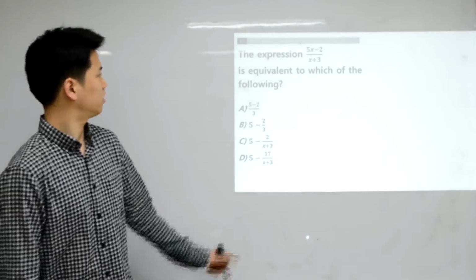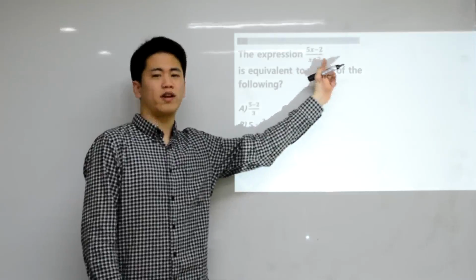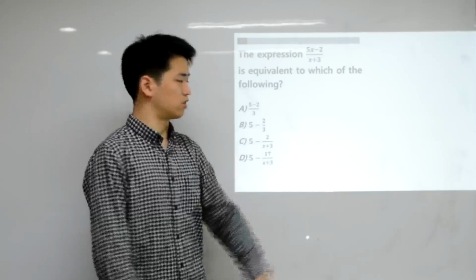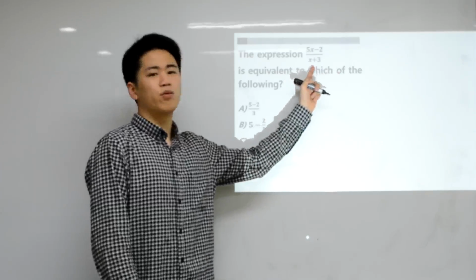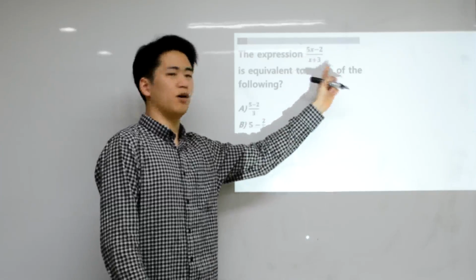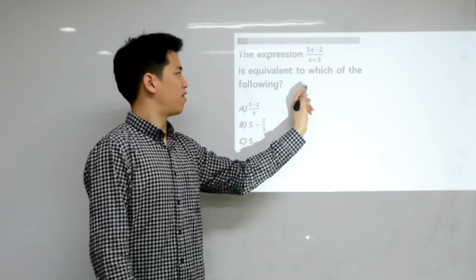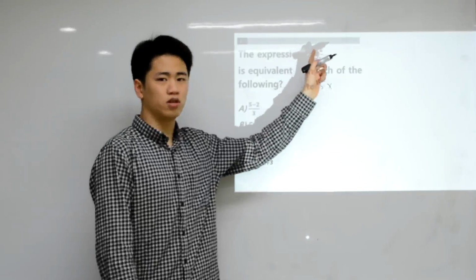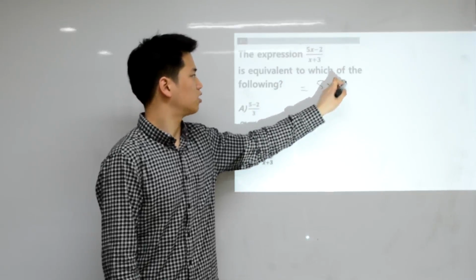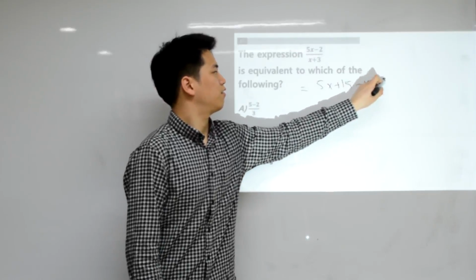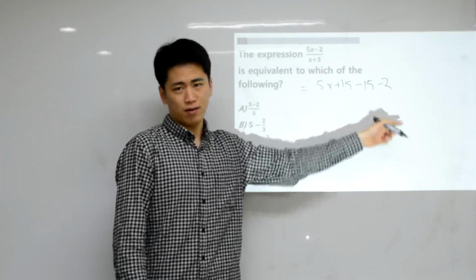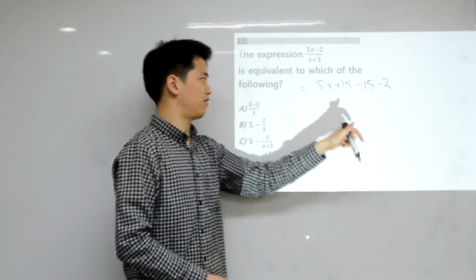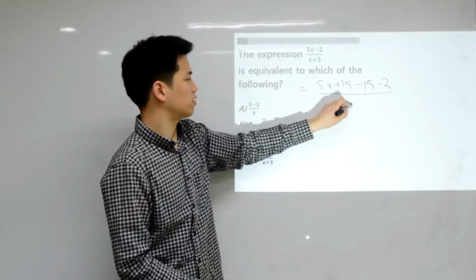So number 15, we want to rewrite this expression into one of these forms. What we want is for there to be a multiple of the denominator in the numerator. By that I mean we do something like this. The numerator is 5x minus 2, which is the same thing as 5x plus 15 minus 15 minus 2, because the plus 15 and the minus 15 just cancel out. So this is just the same as 5x minus 2 over x plus 3.